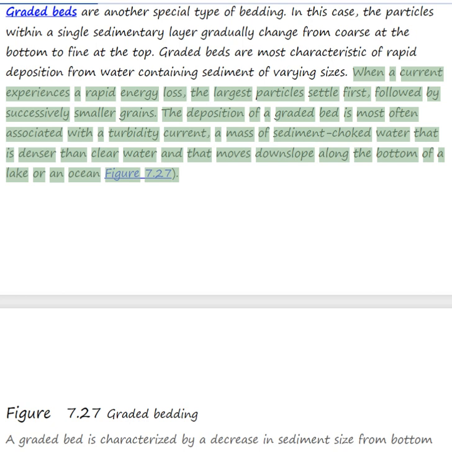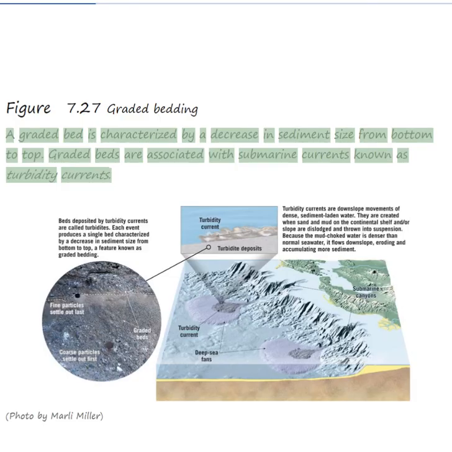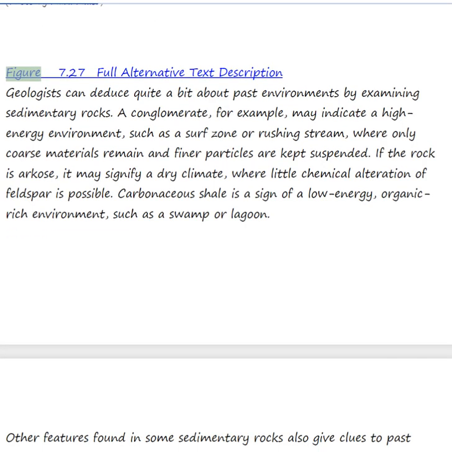The deposition of a graded bed is most often associated with a turbidity current, a mass of sediment-choked water that is denser than clear water and that moves downslope along the bottom of a lake or an ocean. Figure 7.27. A graded bed is characterized by a decrease in sediment size from bottom to top. Graded beds are associated with submarine currents known as turbidity currents. Figure 7.27 full alternative text description.